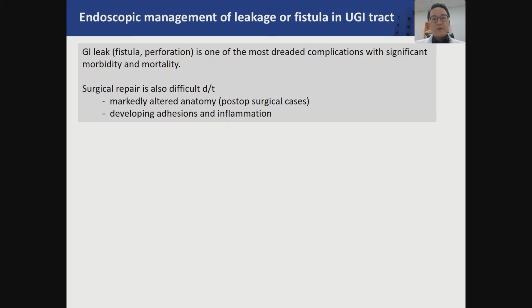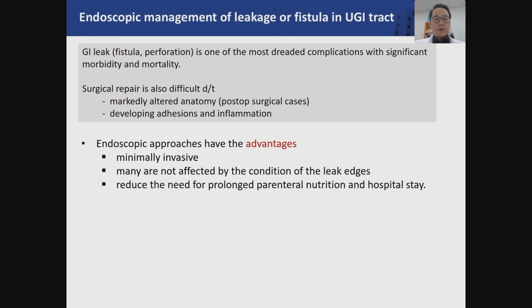GI leak is one of the most dreaded complications with significant morbidity and mortality. Surgical repair is also difficult due to altered anatomy in post-op surgical cases, and developing adhesion and inflammation. So endoscopic approaches have some advantages, like being a minimally invasive procedure, many are not affected by the condition of the leak edges, and they reduce the need for prolonged parenteral nutrition and hospital stay.